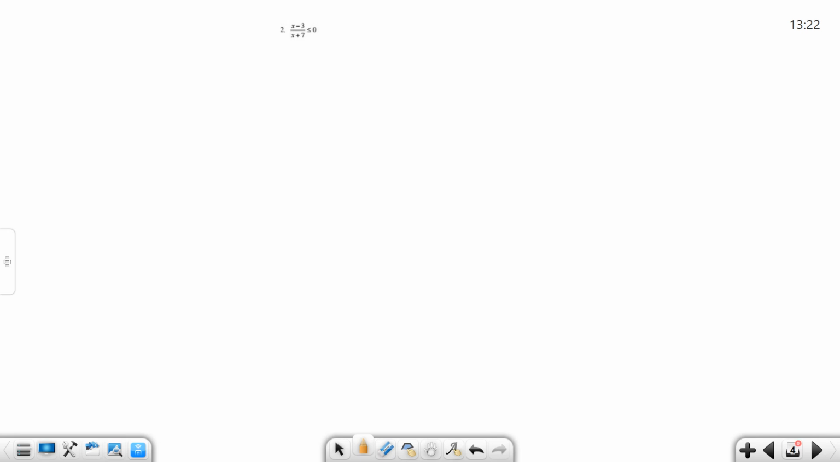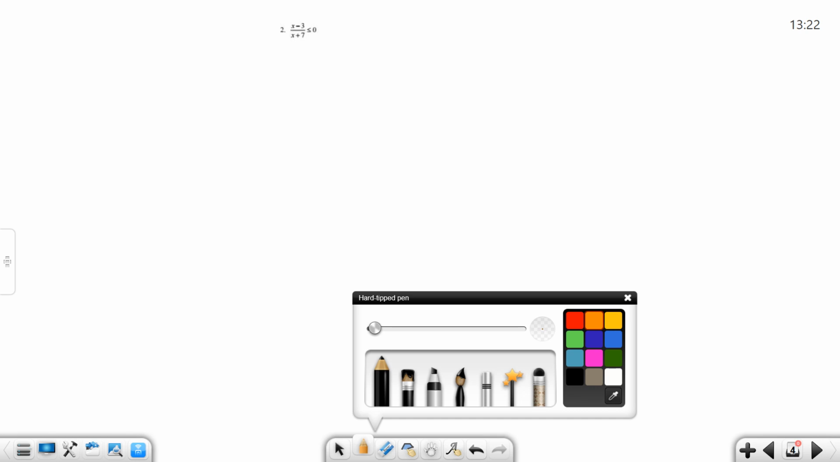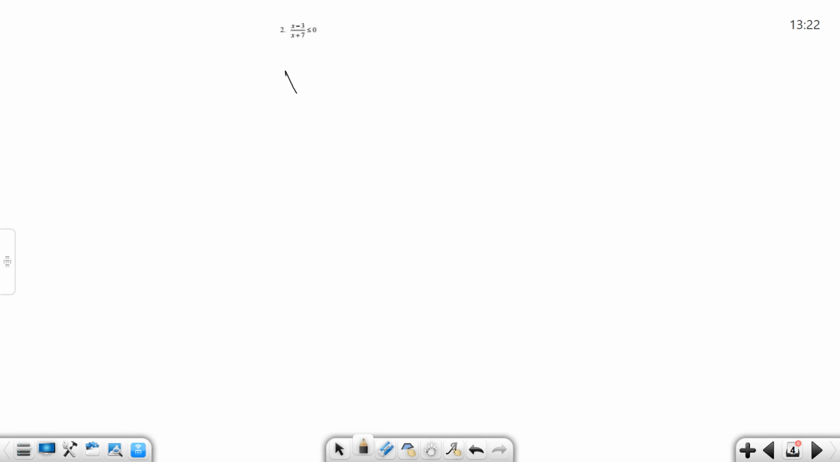So the next one that you see is x minus 3 over x plus 7 is less than or equal to 0. Okay, use your steps. Step 1 says make sure the inequality is in standard form, make sure it's factored, and the right-hand side is 0. Okay, this one's already like that. Excellent. Step 2 says find the zeros of the numerator and denominator.